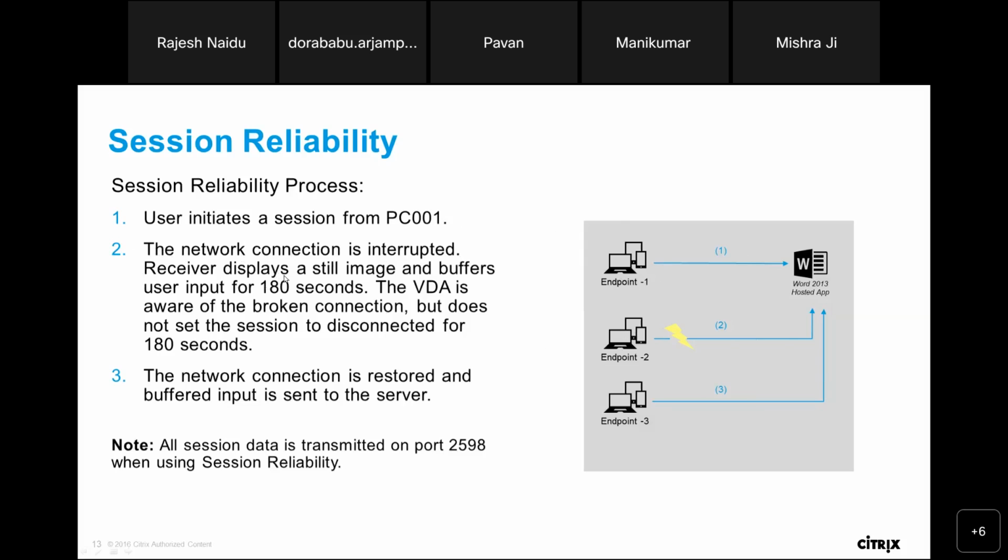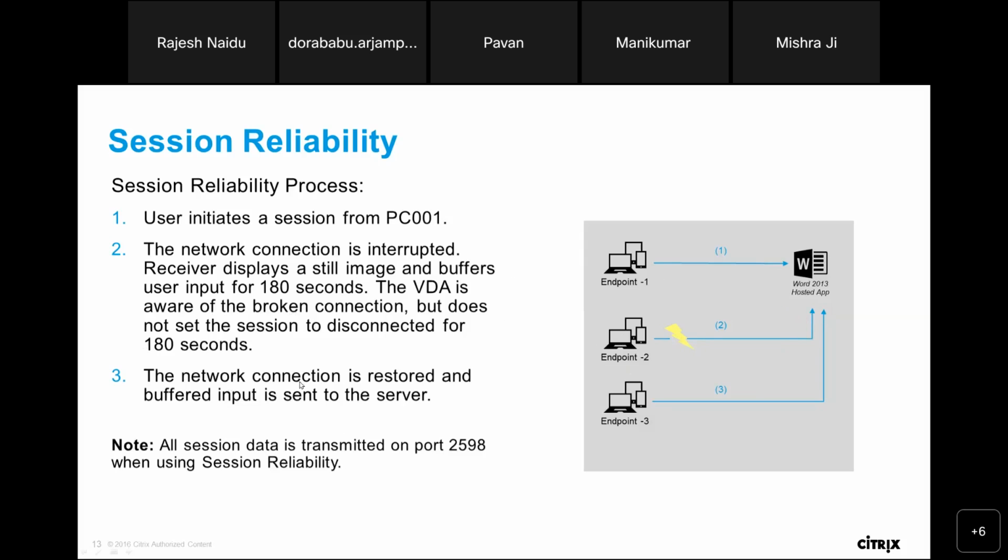The Receiver displays a still image and buffers user inputs for 180 seconds. In case of any network disconnection, the session will still be displayed on the user screen and it will wait for 180 seconds, which means 3 minutes. The VDA is aware of the broken connection. The VDA, meaning the server, will know the session is broken, but for 180 seconds it will not disconnect the session and keeps it active.